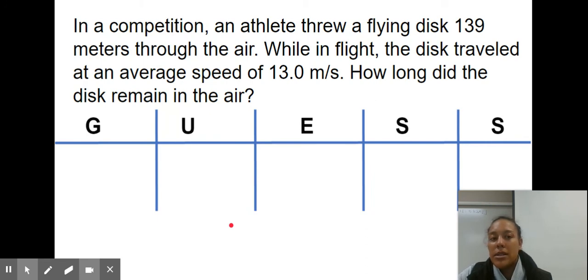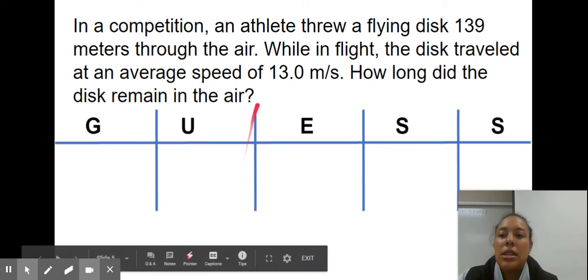One more, because I did one for distance, I did one for speed, and now we're going to do the remaining variable. In a competition, an athlete threw a flying disc 139 meters through the air. While in flight, the disk traveled at an average speed of 13 meters per second. How long did the disk remain in the air?